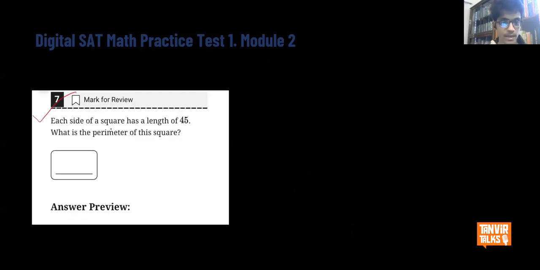Each side of a square has a length of 45. What's the perimeter of the square? What is the perimeter? The perimeter is the sum of the four sides of any polygon. So when you are asked to find the perimeter of a square, you just have to multiply it by 4, which is 180.